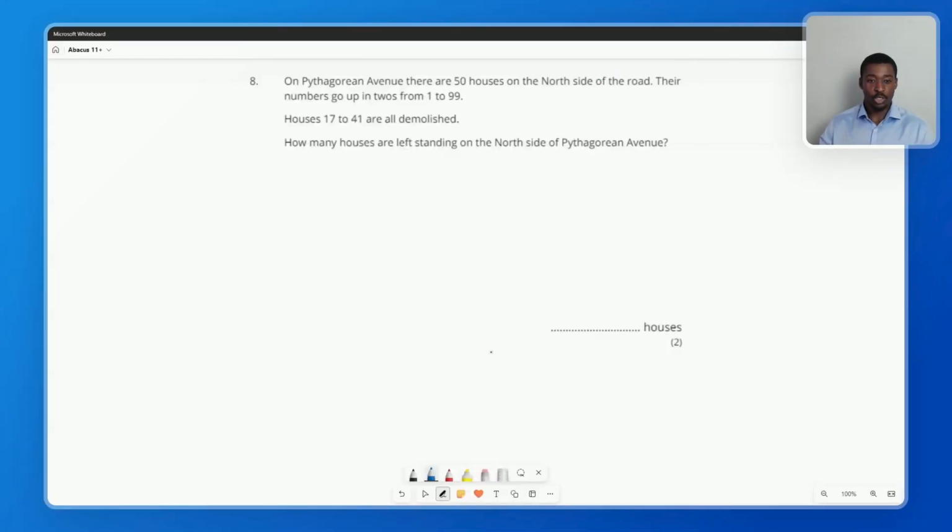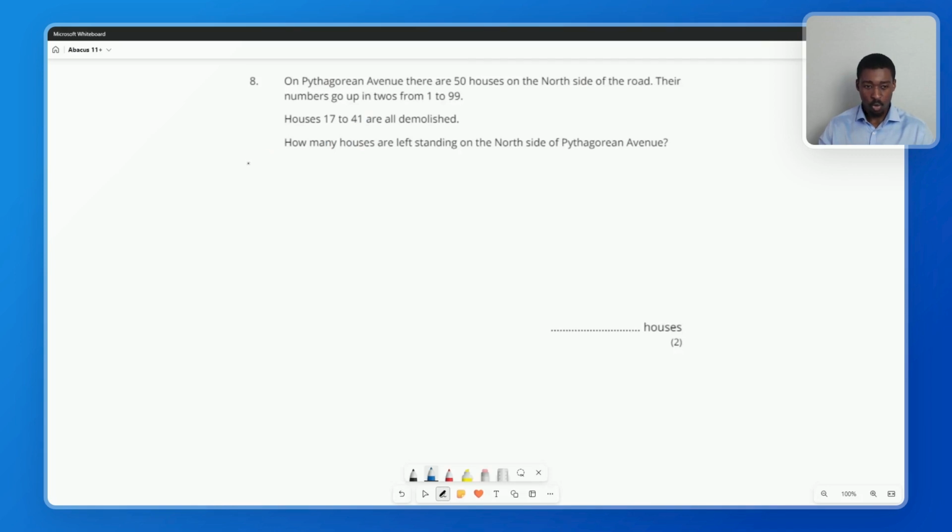Okay, so here for this question, we're told there are 50 houses on the north side of the road, and their numbers go up in twos from 1 to 99. But then we're told that houses 17 to 41 are unfortunately demolished. So if that happens, how many houses are left standing on this north side of the road?